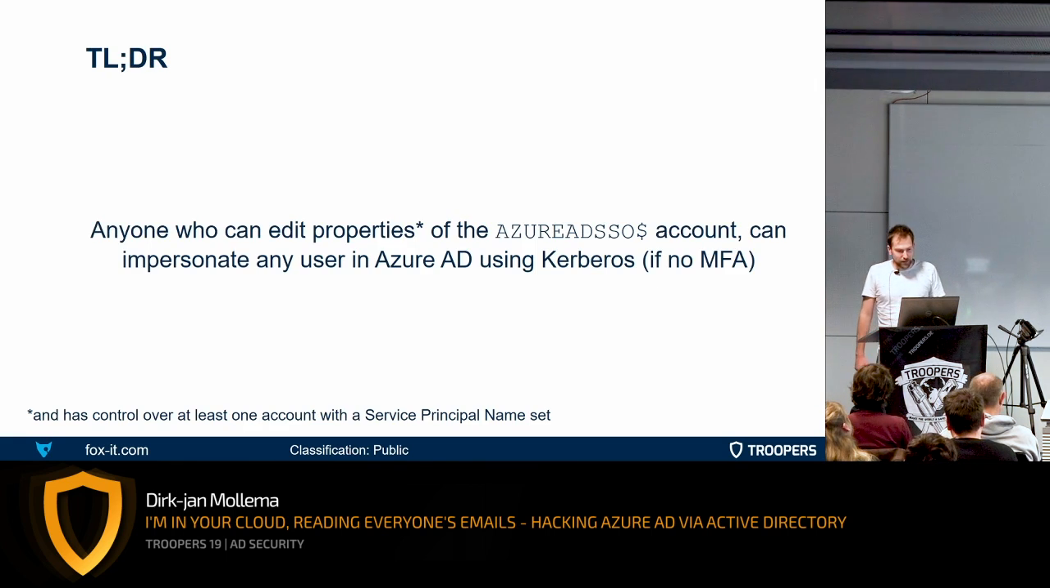The short version of this is: anyone who can edit properties of the Azure AD single sign-on account can impersonate any user in Azure AD using Kerberos, as long as you're not using multi-factor authentication. There is a little catch in there. You also need to have control over one account with a service principal name set. But I don't think there's any case in which you will have privileges over the Azure AD single sign-on account but don't have these other privileges. So basically, anyone who can edit this account can impersonate users in your Azure AD.